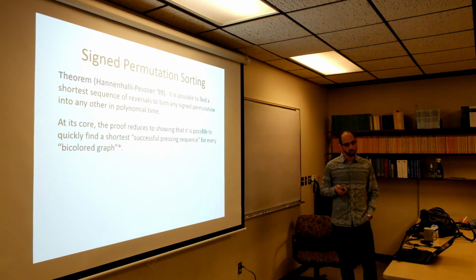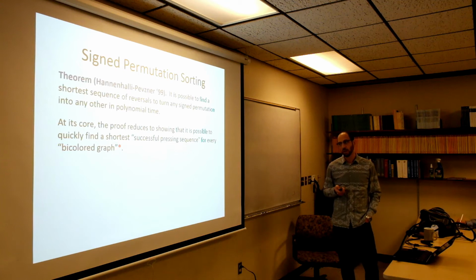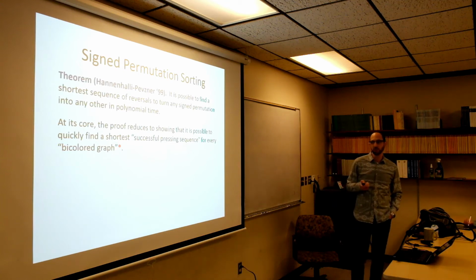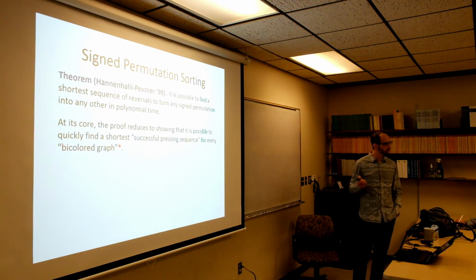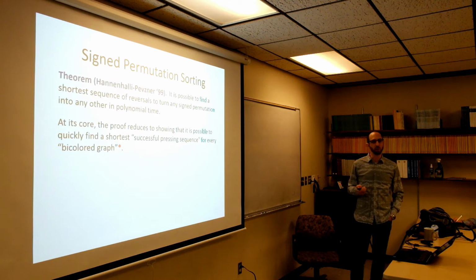And now at the core of the proof, if you look at this proof, it's buried in biology. But if you dig out the core of the proof and see what's going on, you'll find that what really matters to it is the existence of what I'll call a successful pressing sequence. In fact, we want the shortest successful pressing sequence. That essentially corresponds to the sequence of transformations, these subsequence reversals that are occurring. And I'll tell you exactly what it is in a minute. It's something that occurs on a bicolored graph.